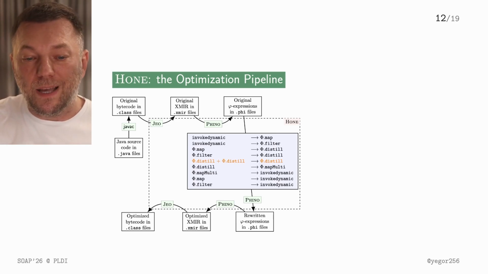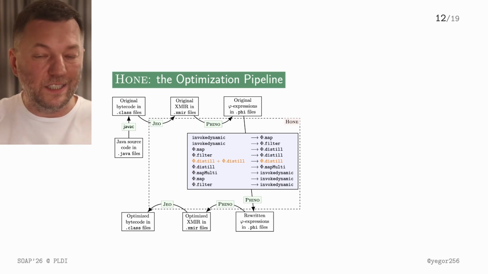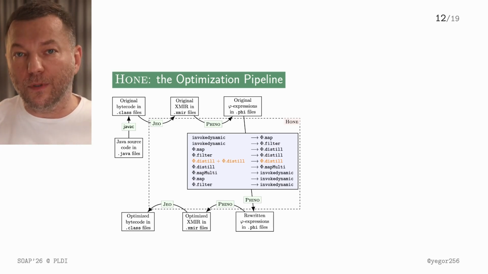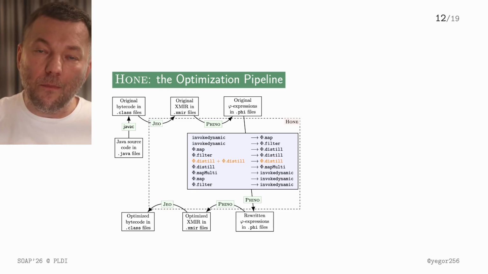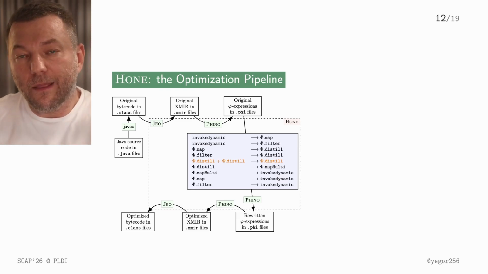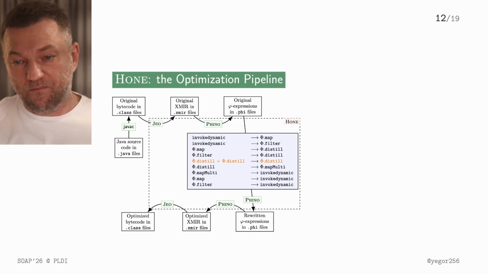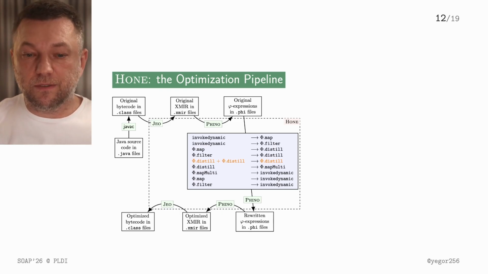This whole pipeline is invisible, undetectable, and transparent to developers of Java code. They just compile their code as before, they get bytecode files, then our pipeline goes, it transforms bytecode to bytecode, and the code just runs.